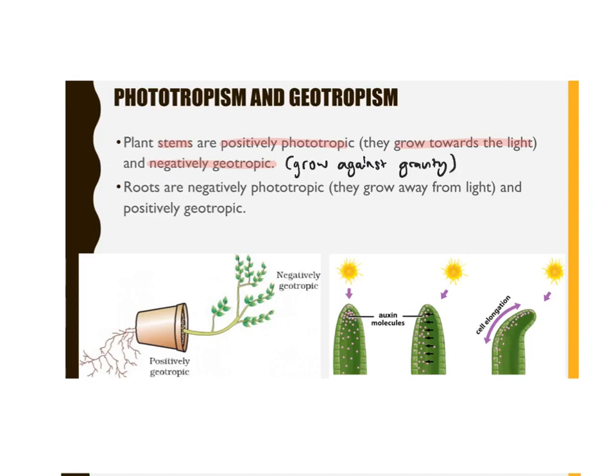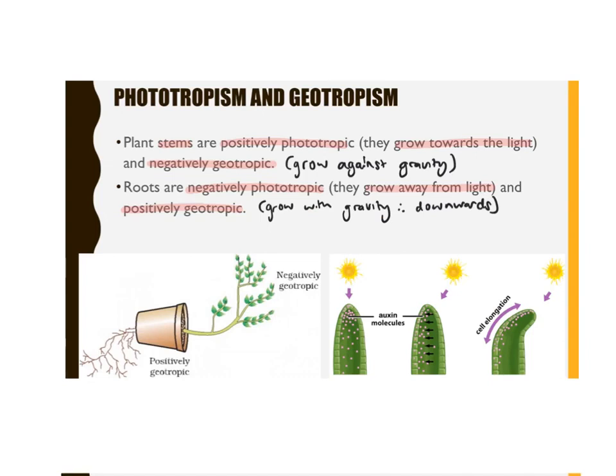Roots, on the other hand, it's the opposite. Roots are negatively phototropic because they're growing away from the light, because they're growing downward. The sun is up, they're growing in the opposite direction, but they are positively geotropic. They're growing with gravity, so they're being pulled downwards.